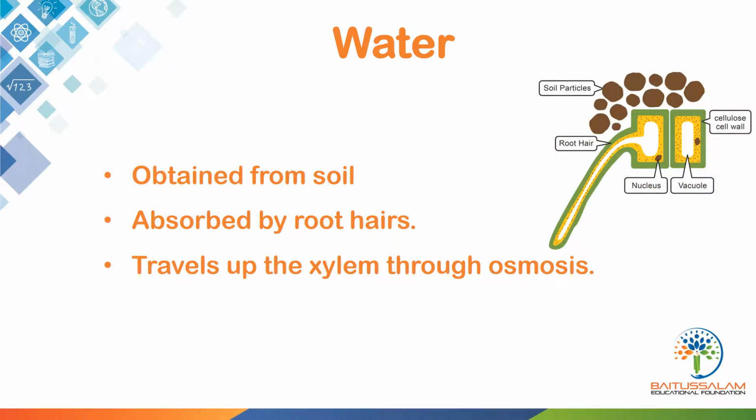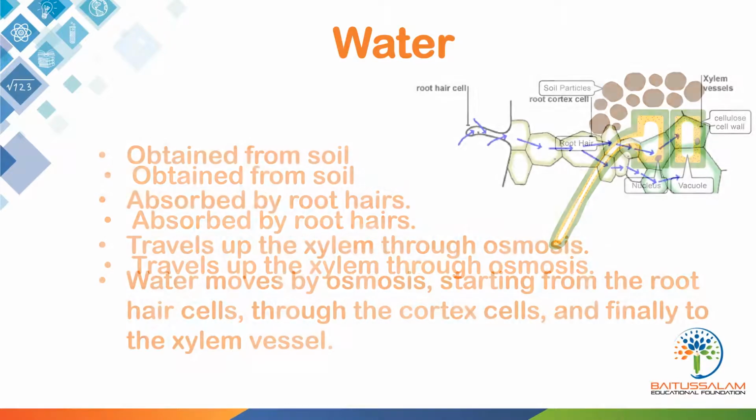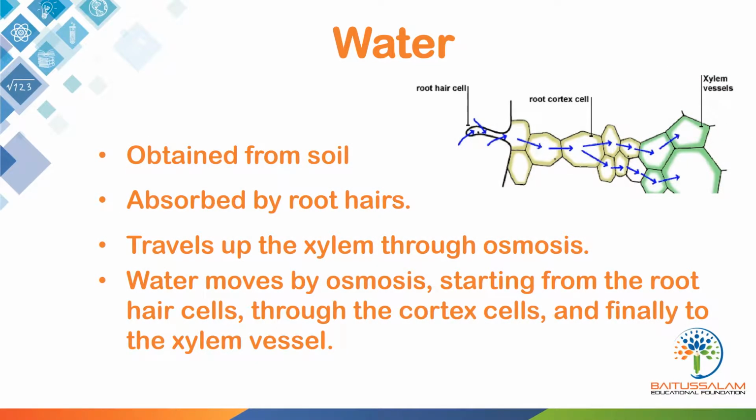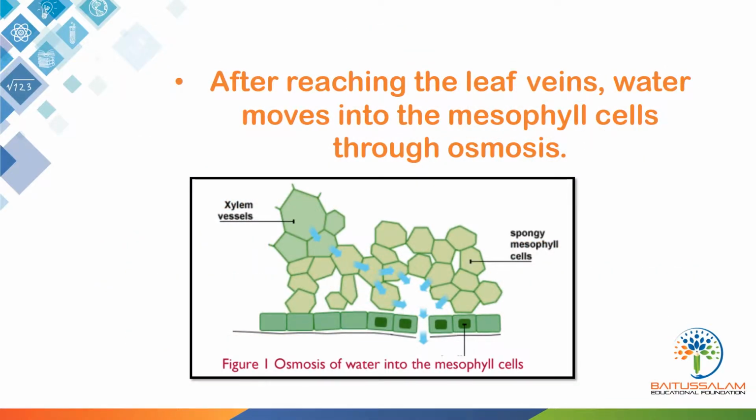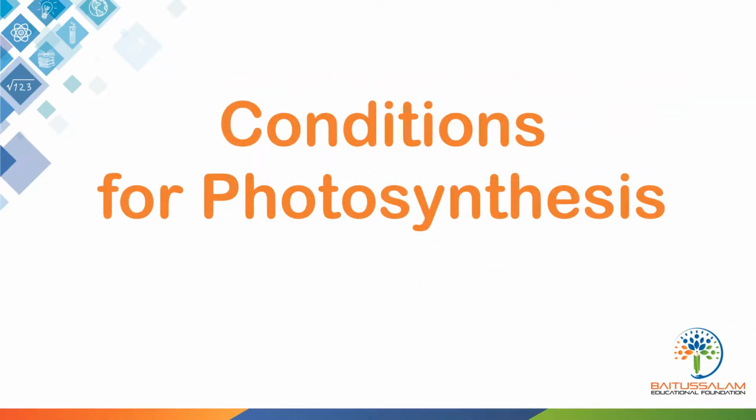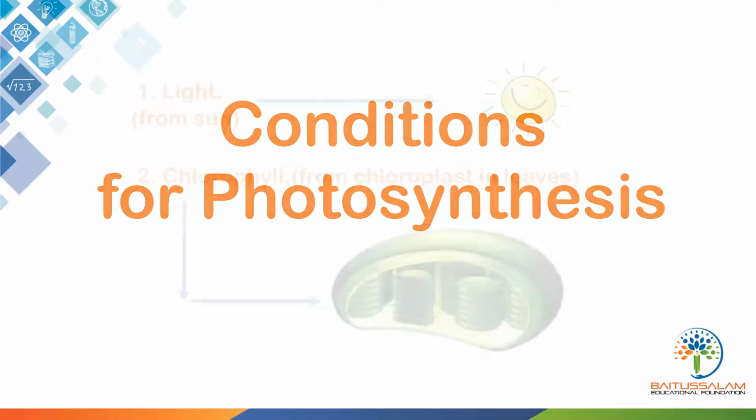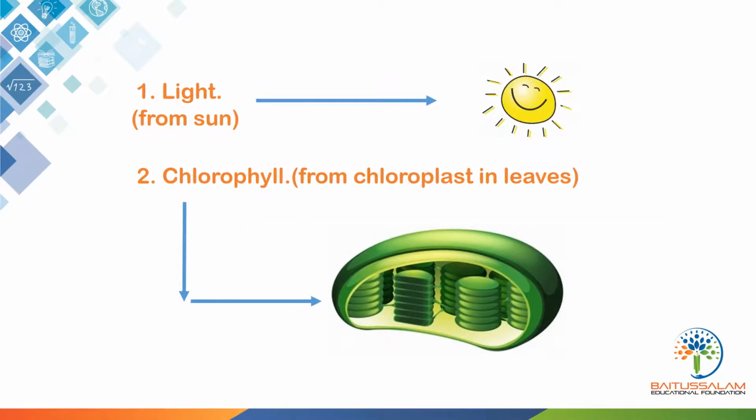The numerous root hair cells provide a very large surface area for the uptake of water ions from the soil. Osmosis continues in the adjacent cortex cells until water reaches the xylem vessels. When water reaches the veins of the leaf, the water moves into the mesophyll cells in response to an osmotic gradient. Conditions for photosynthesis. Light and chlorophyll are the necessary conditions for photosynthesis.